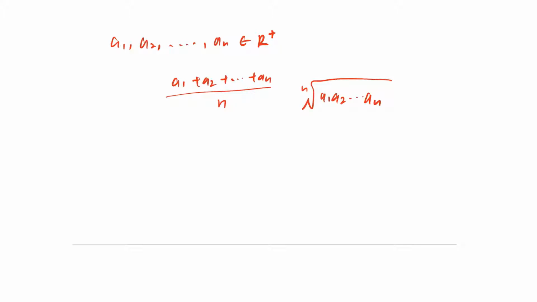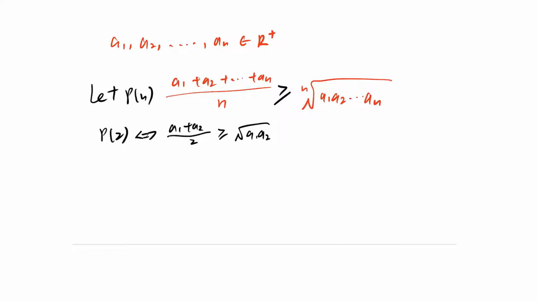But why? Actually here we can use a simple tool called mathematical induction. Let Pn be our inequality. First of all, P2, the base case, is simply (a1 plus a2) over 2, and it's larger than the square root of a1 a2, which we've proved above. And let's assume for some n equals k, Pn holds.